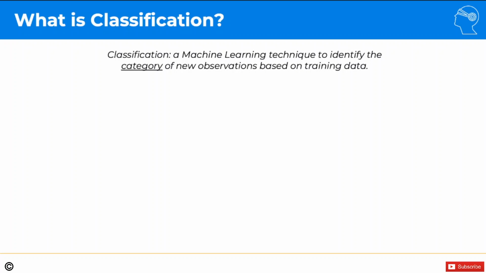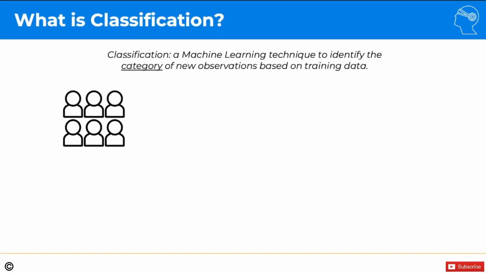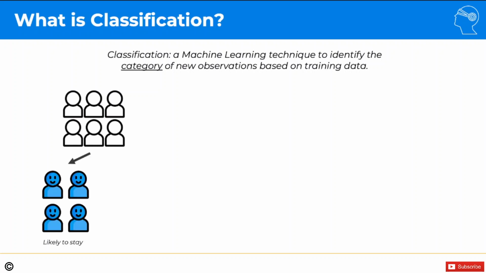And there are actually a variety of applications of classification, from medicine to marketing to business and lots of different areas. Let's have a look at a few. So for example, you have customers of a business and you would like to predict which ones are likely to stay and which ones are likely to leave. This is also called churn modeling.